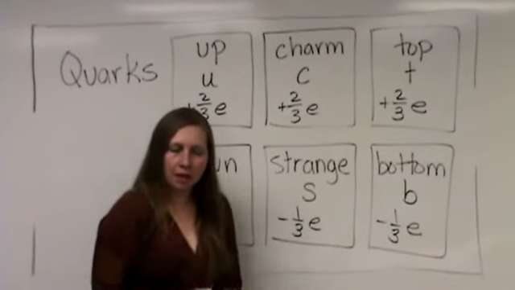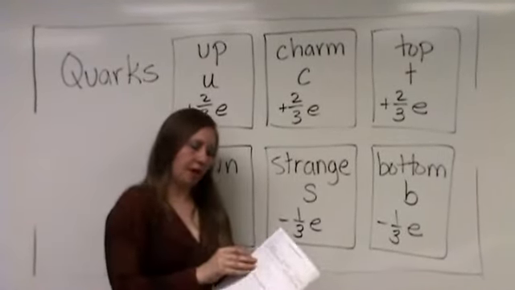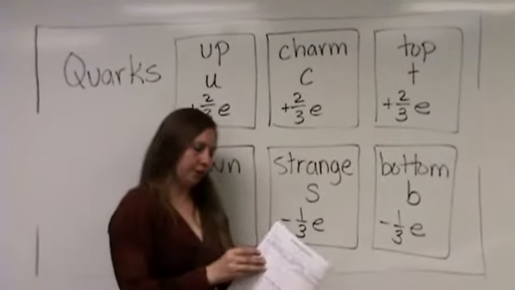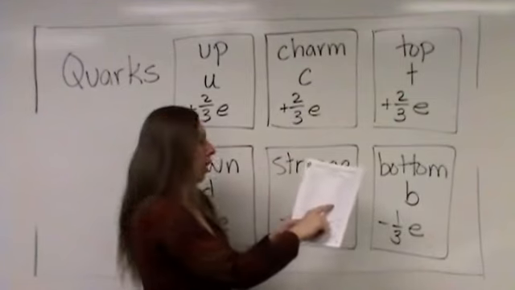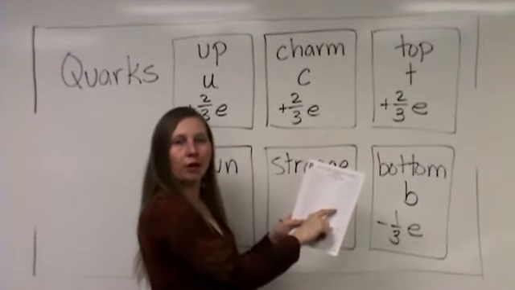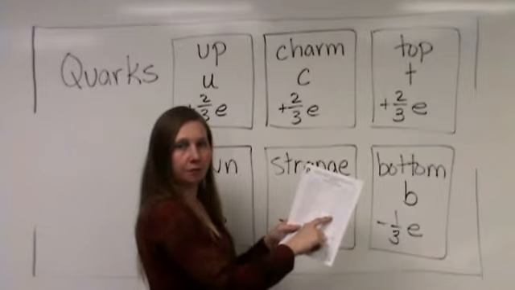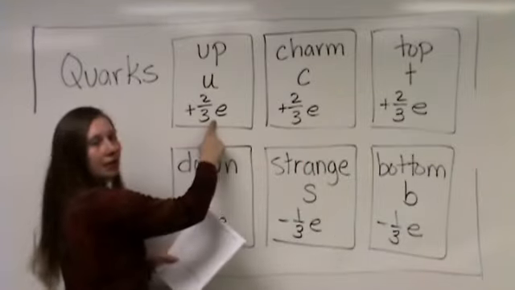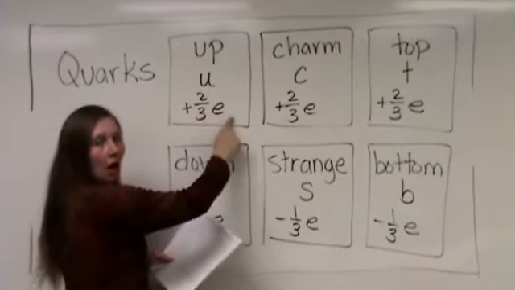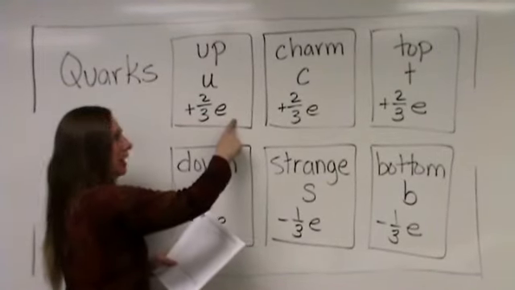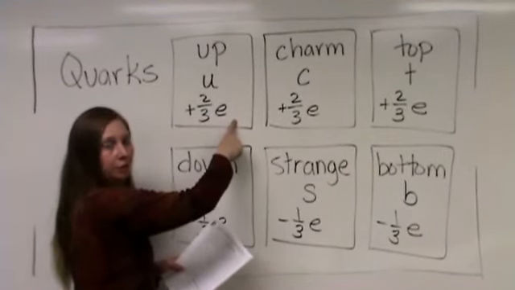That's the same e that's on the front page of the reference tables. Right there on the front page. The elementary charge, equal to 1.60 times 10 to the negative 19 coulombs. So this is really 2/3 of 1.60 times 10 to the negative 19 coulombs.